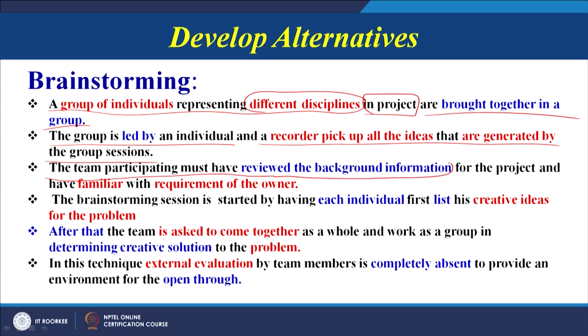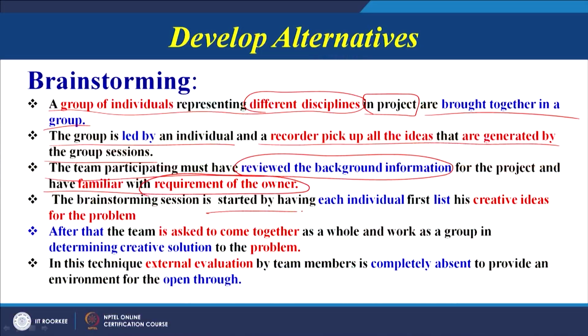Then the team participants must have reviewed the background information. As we have seen, we have already collected all the background information that is available for the project, and they must be familiar with the requirements of the owner. The owner here is the customer. So, the objectives must be clear to the personnel involved in the team, the professionals or executives drawn from different disciplines. They must be aware of the background information and the specifications, requirements and needs put forth by the customer. The brainstorming session is started by having each individual first list his creative ideas.